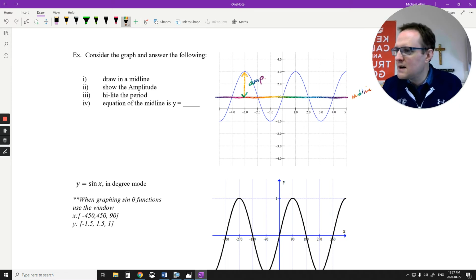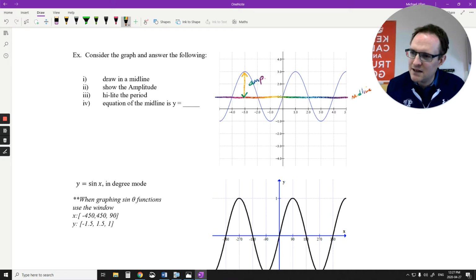Okay. Highlight the period. So the period, there are lots of different ways you can do it, but if I draw from the 0, it's going to be this part of the graph right here to here. From there to there, you notice that's going up through the midline, down through the midline, so that's not a period. Then it's going to go back up through the midline here. So when it's going back up through the midline again, that's one period. So the period is from here to here. That's my period.